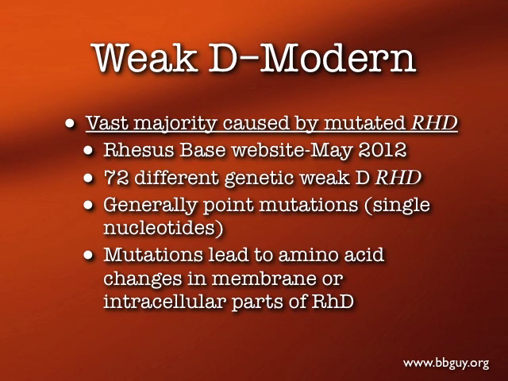Now, as we've learned more, we've gotten a lot more information on weak D, and we found that the vast majority of these are caused by mutated forms of the RhD gene. And if I looked on the RhesusBase website, which you can just Google, the site was initiated at least by Dr. Bill Flegel. I think it's still maintained, at least in part, by him. But as of May 2012, there were 72 different genetic weak D RhD alleles. They're usually point mutations or single nucleotides, and those mutations lead to amino acid changes within the membrane. And that's really important, in the membrane or the intracellular parts of RhD.